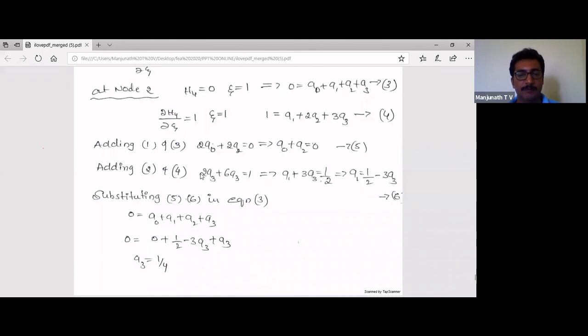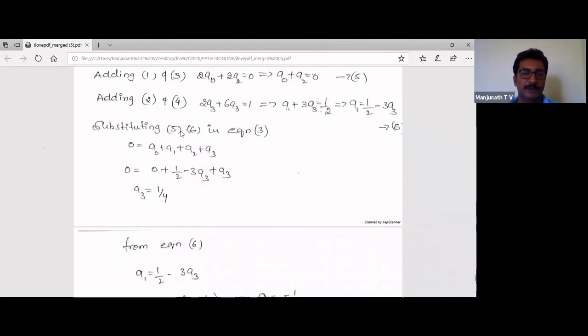Then taking 2 as a common factor and sending it to the denominator, a1 plus 3a3 is equal to 1 by 2. So you can calculate a1, which is equal to 1 by 2 minus 3a3, sending the plus 3a3 to the right side.